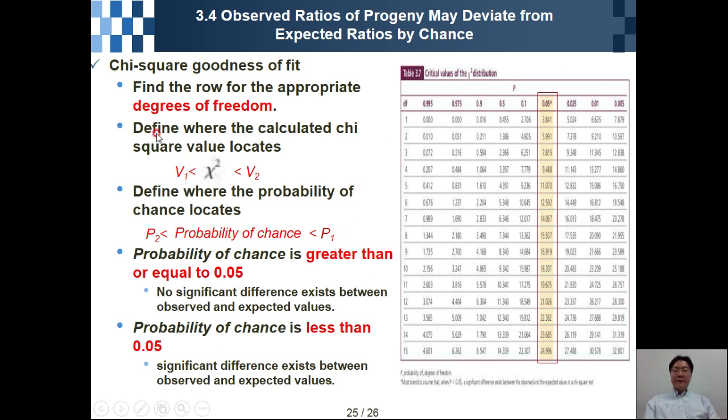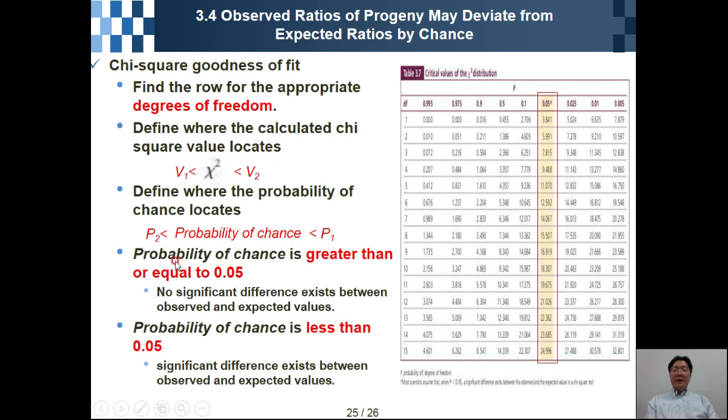After that, define where the calculated chi-square value is located. So we define the degree of freedom, and after that, we define where this number is located. Here and there, and here and there, where is it located? After that, we can define where the probability of chance is located again.